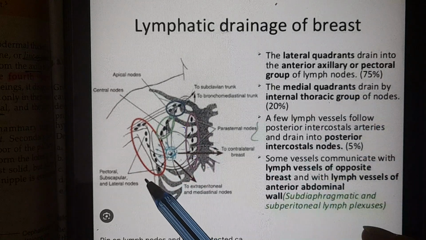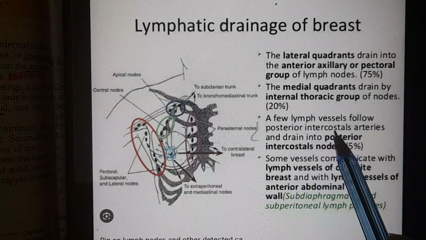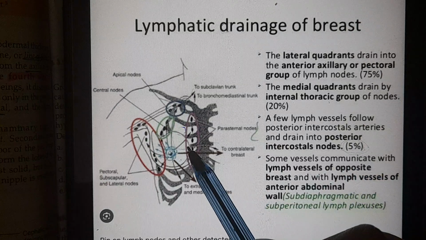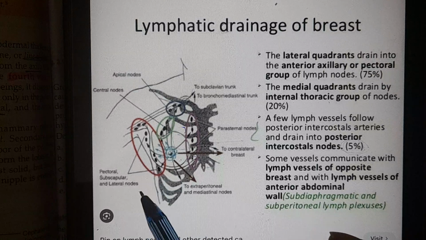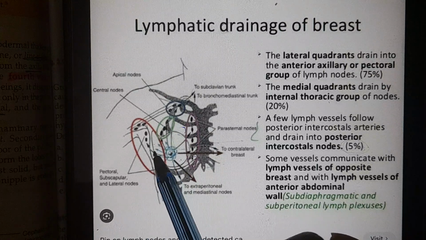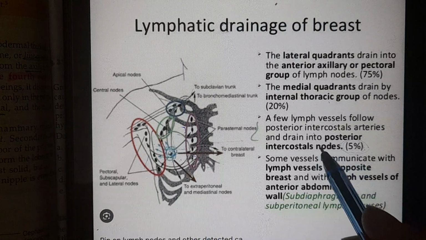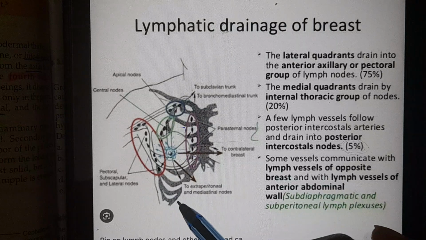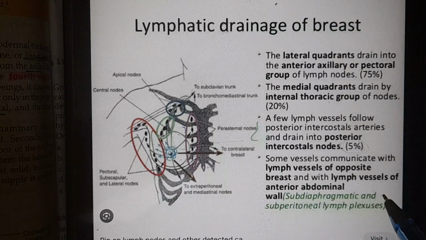Now the posterior axillary lymph nodes that we studied on the head of the ribs, the posterior intercostal ones, will drain 5% of your region. So 20% on the medial side is drained by parasternal, the lateral side is drained by the axillary ones. On the posterior side, you have the posterior intercostal draining 5%, and the remaining abdominal or subdiaphragmatic region is drained by the subdiaphragmatic and the subperitoneal lymph plexuses.